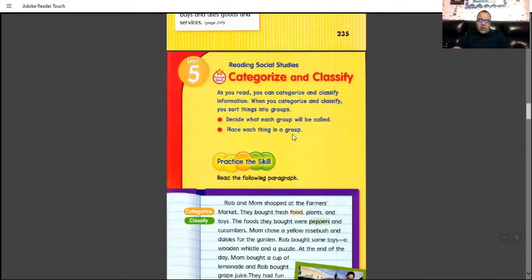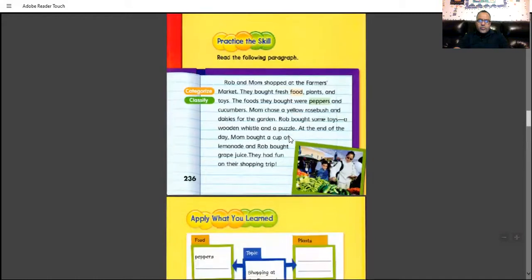As you read, you can categorize and classify information. When you categorize and classify, you sort things into groups. Rob and Mom shopped at the farmer's market. They bought fresh food, plants, and toys. The foods they bought were peppers and cucumbers. Mom chose a yellow rose bush and daisies for the garden. Rob bought some toys, a wooden whistle, and a puzzle. At the end of the day, Mom bought a cup of lemonade and Rob bought grape juice. They had fun on their shopping trip.